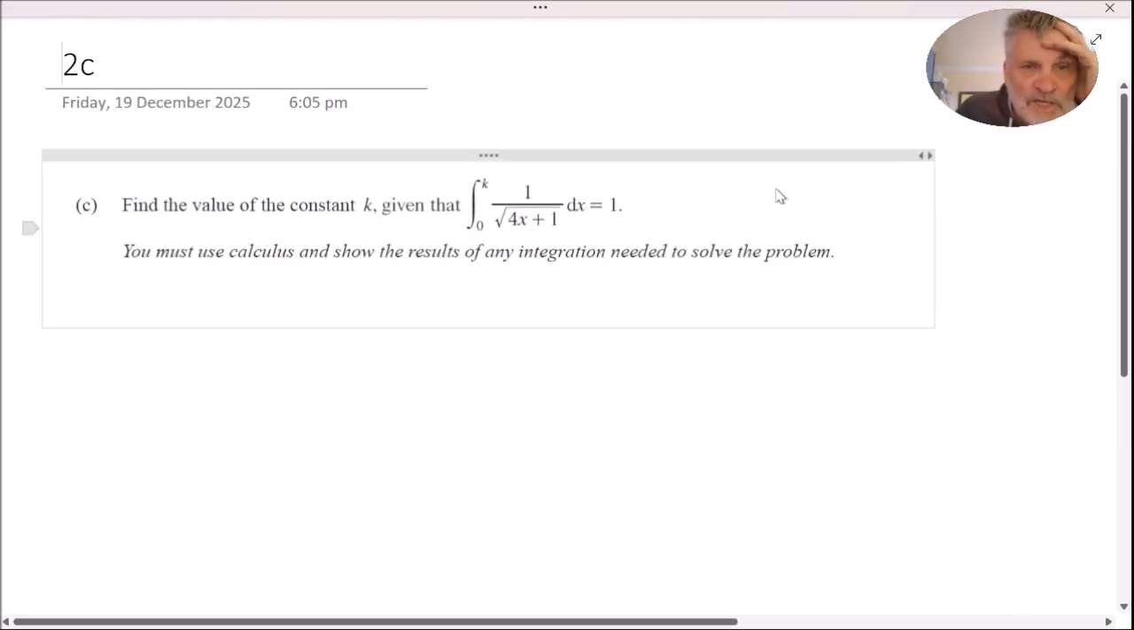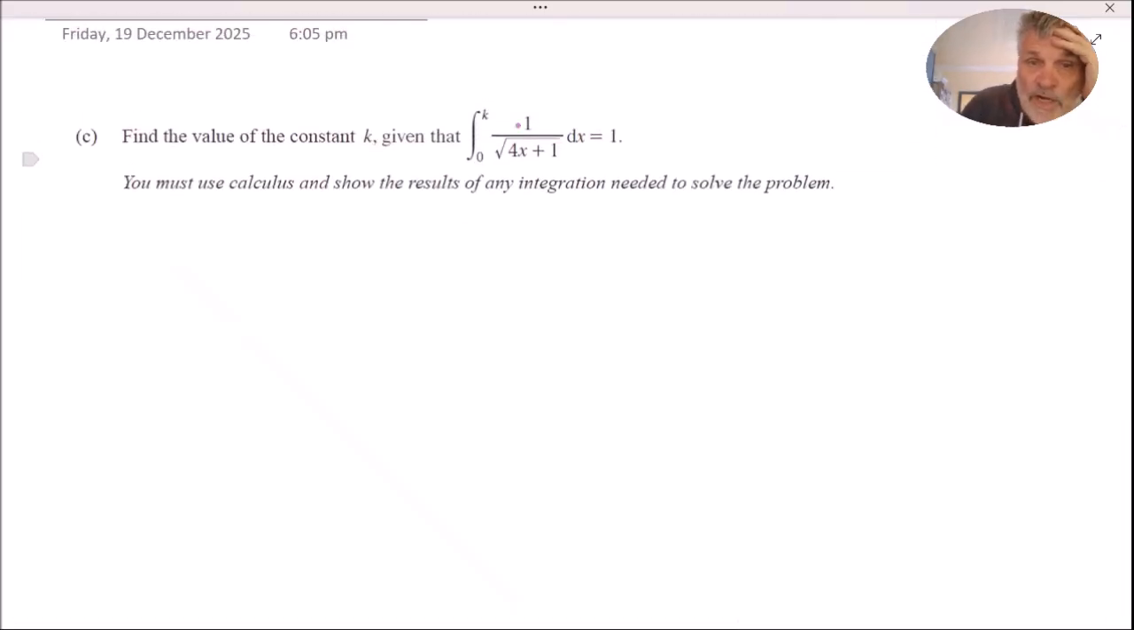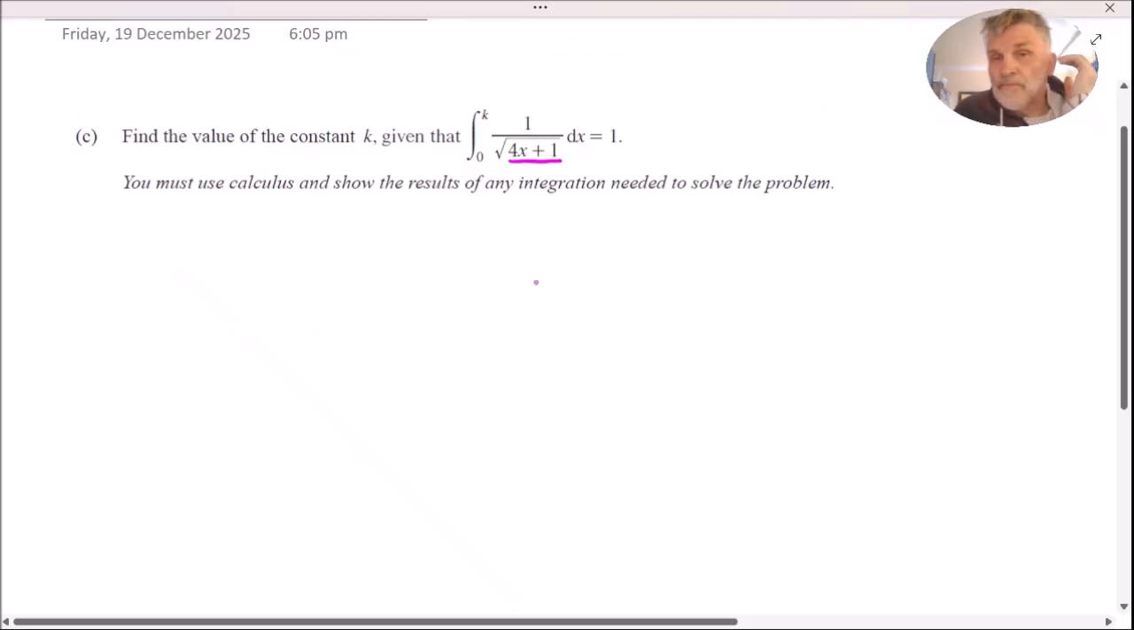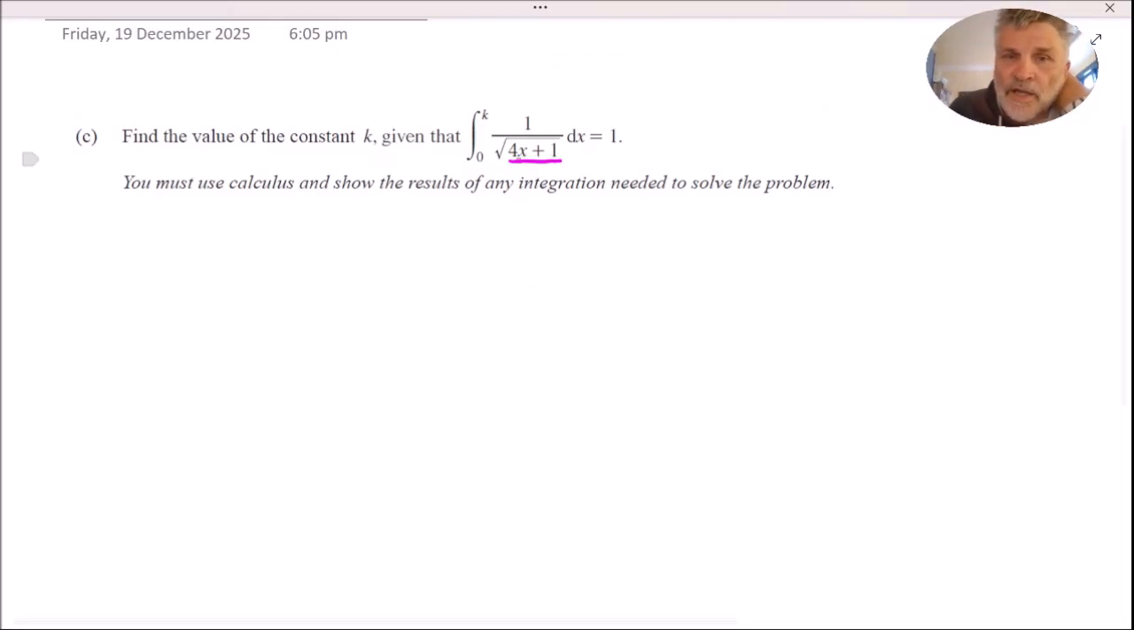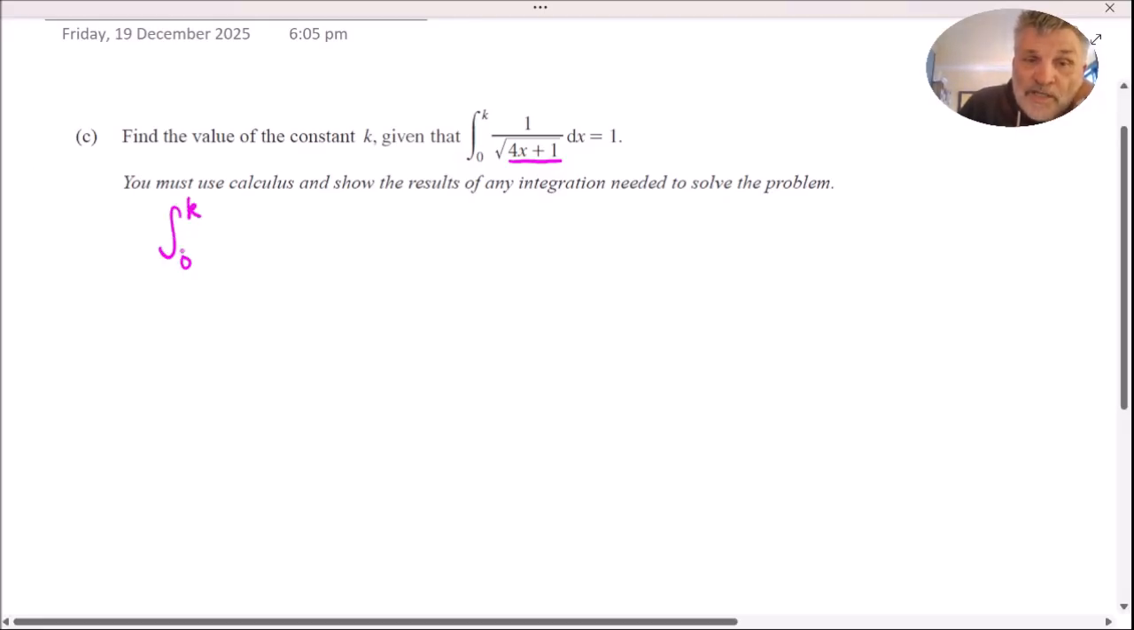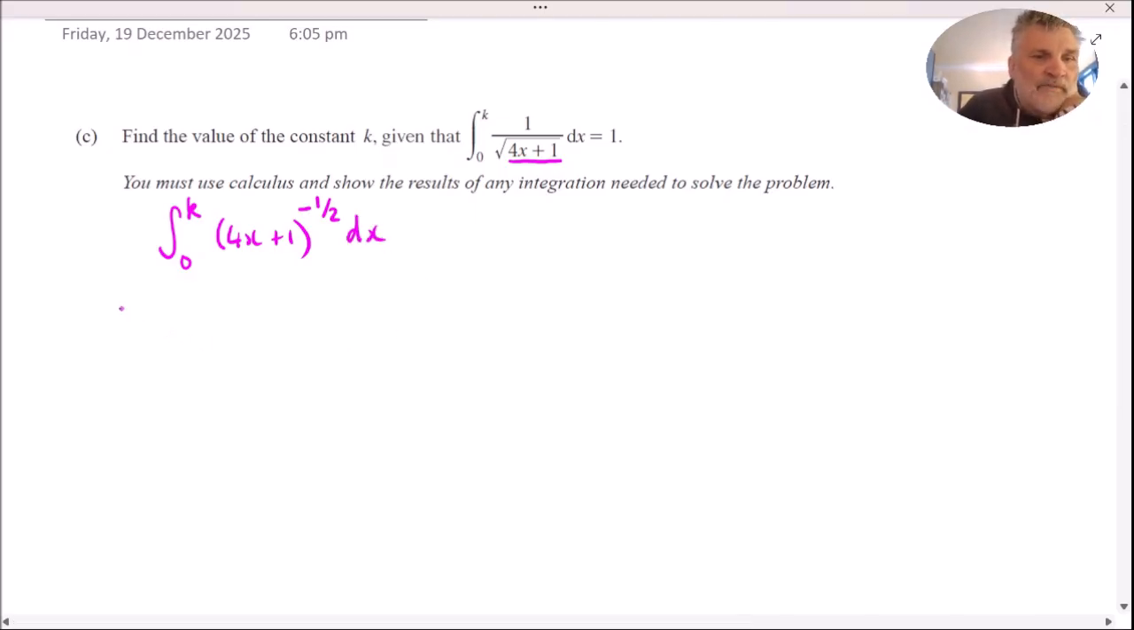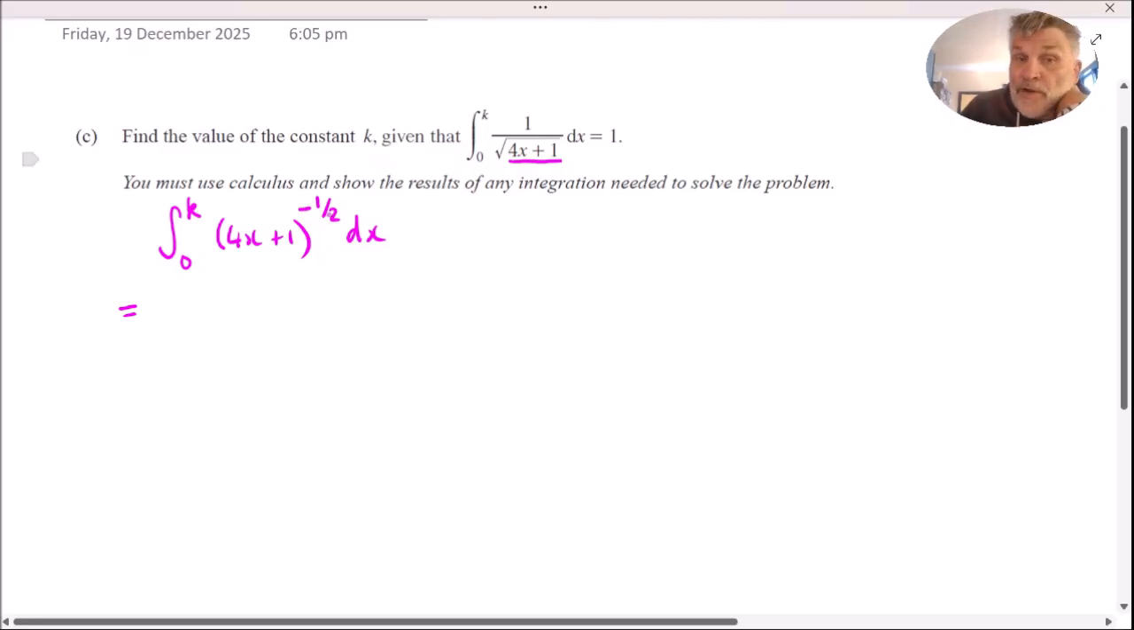2c, find the value of the constant k given that this integral from 0 up to k is equal to 1. Okay, again we've got a linear term inside and otherwise an integral that we can do. So a good strategy, a very good strategy, is to rewrite this as a normal power. So 4x plus 1. It's on the bottom, so it's got a minus sign. It's a square root, so it's got a power of a half, and dx. And as I said, just use the normal power rule. Add 1 to the power.